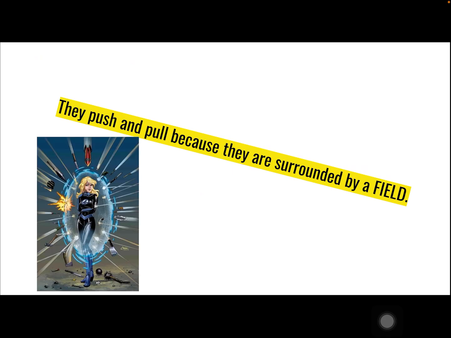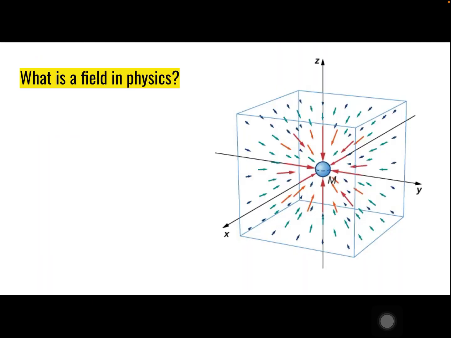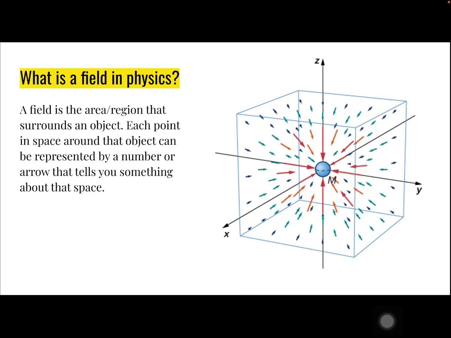Now, they push and pull because they're surrounded by a field. Now, what's a field? You've seen it in comic books or maybe a movie where someone's surrounded by a force field. That's exactly what a field is in physics. A field is the area or region that surrounds an object, and each point in space around that object can be represented by a number or arrow that tells you something about that space.